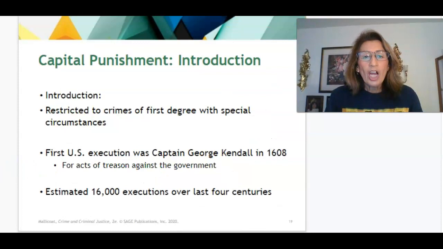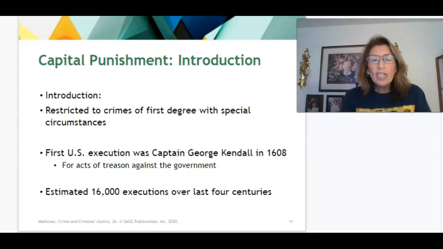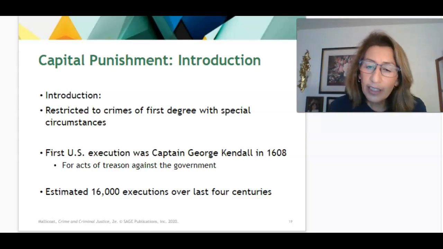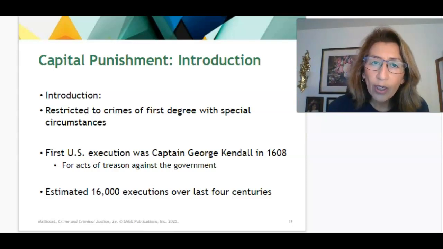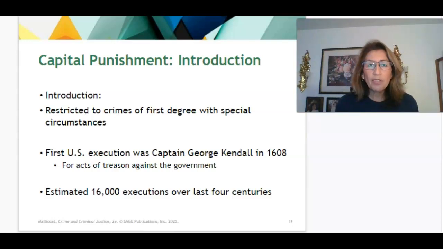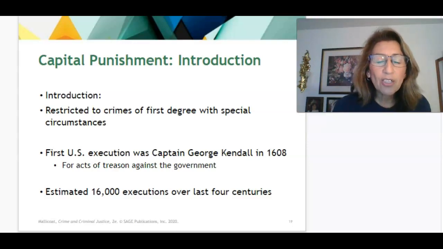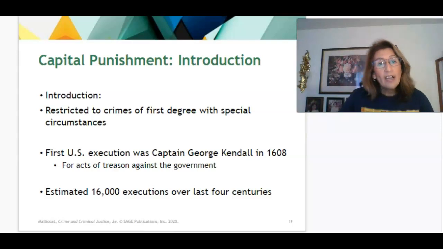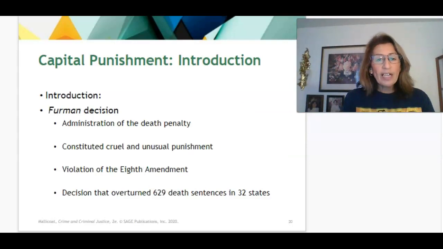Okay? All right, capital punishment. We still talked about it. The first execution was Captain George Kendall in 1608. They saw him doing acts of treason against the government. There have been 16,000 executions over the last 4 centuries. Kind of interesting. Fun fact, if you want to have it for a trivial pursuit, over the last 4 centuries, we've executed 16,000 people in the United States for their heinous crimes, right? Look over how many murders have occurred over the last 4 centuries. 400 years, okay? 400 years. See if you can add up 400 years to see how many murders there were over the last one.